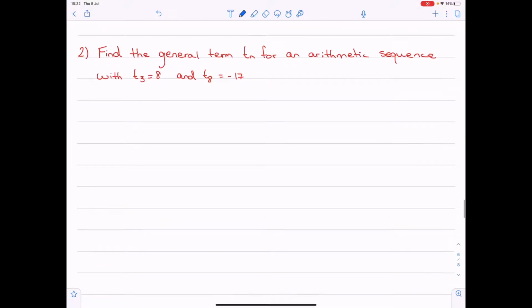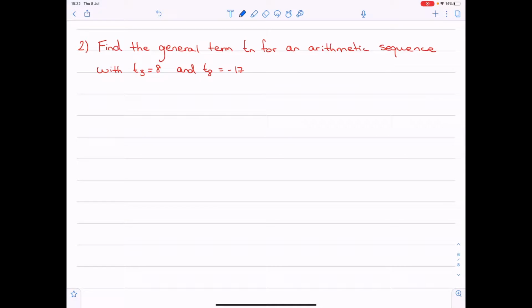On to example 2. So pause it as before if you want, and then you can join back and I'll go through it straight away. Find the general term Tn for an arithmetic sequence with T3 equals 8 and T8 equals minus 17. So this is an example of a more complicated question that you might be asked, where you have to use simultaneous equations as well. So if we write out the general formula again, Tn equals T1 plus n minus 1 times d. So basically what we're going to do is fill these in.